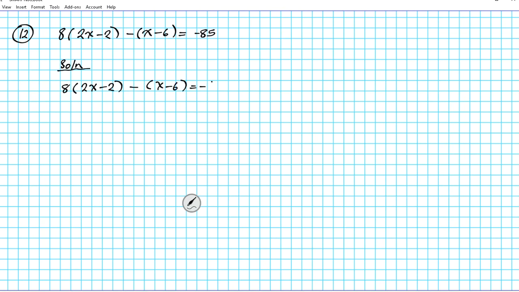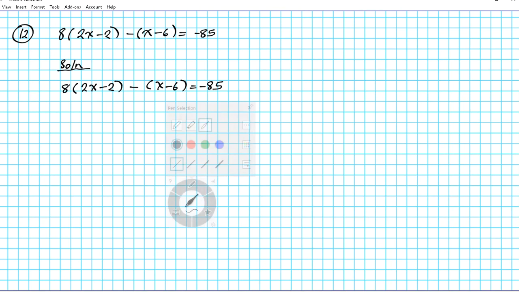Alright, one more example, question number 12, and then we have 12 practice problems for you to try out to demonstrate a mastery of this standard. Okay, so for question 12, the last one, let's say you want to solve the equation 8 times 2x minus 2 minus x minus 6 equals negative 85.